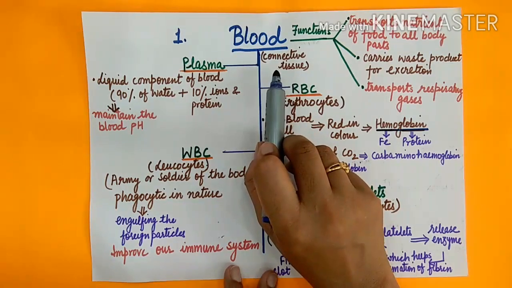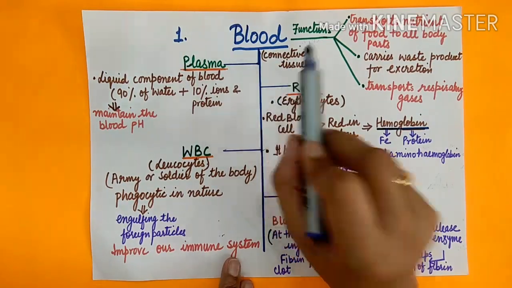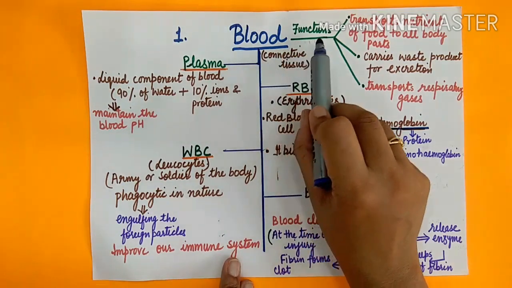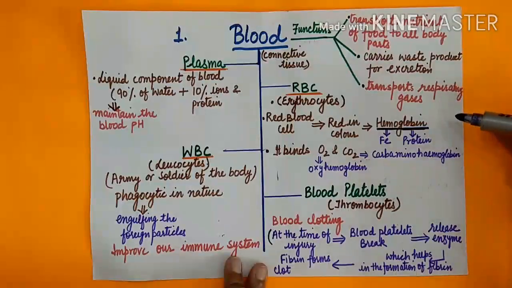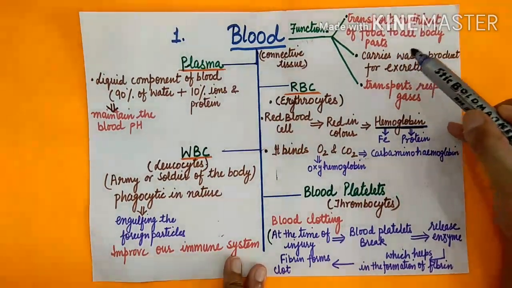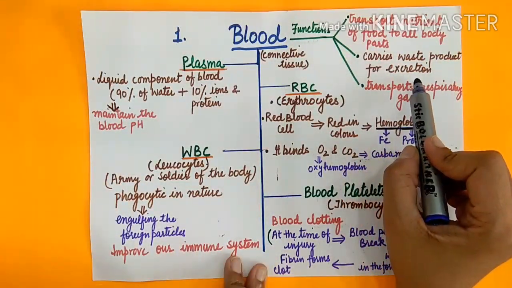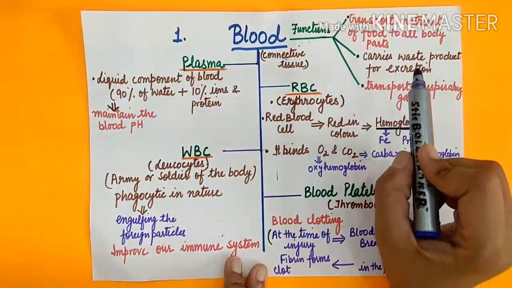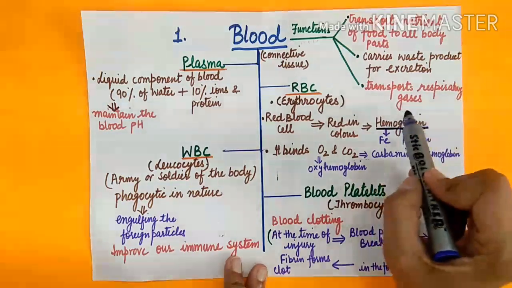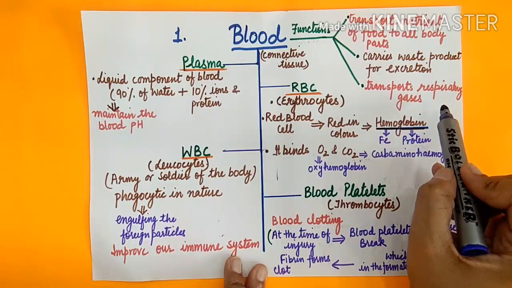There are four types of tissue present in animals. So this is connective tissue. And blood works a lot for our body, so we should know its functions also. There are three main functions. First is to transport nutrients of food to all body parts. Second, it carries waste products for excretion, which means it helps in the removal of waste products also. Third is to transport respiratory gases, which means it helps to exchange oxygen and carbon dioxide also.